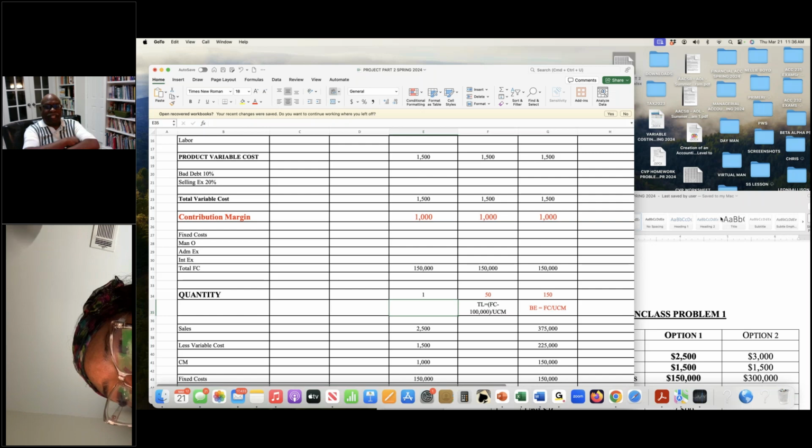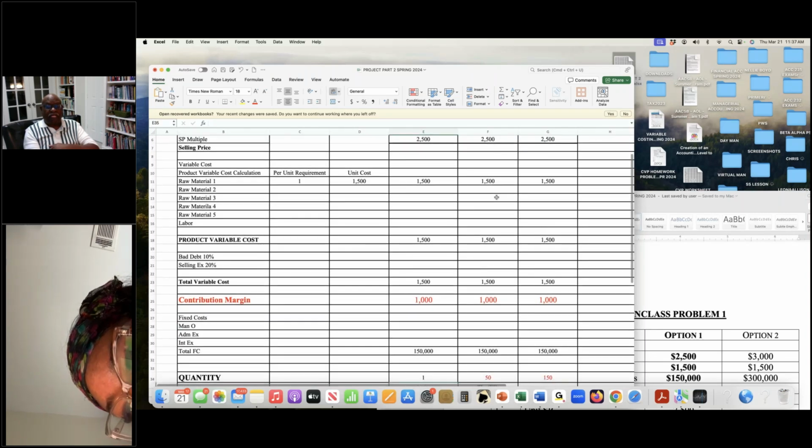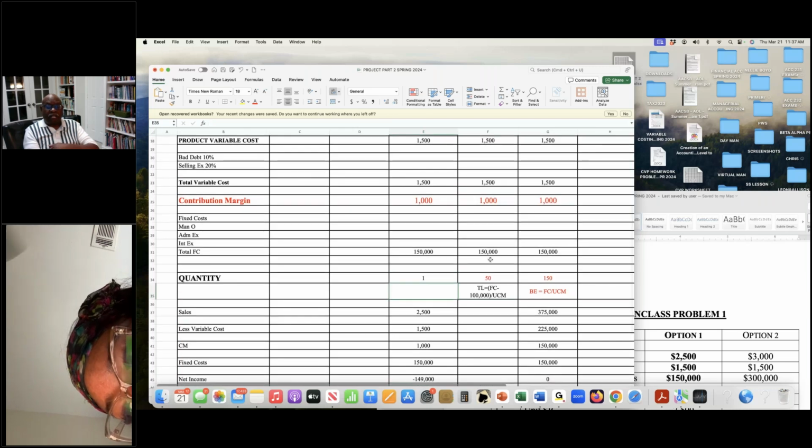All right, break down the numbers again, please, one more time. The 150,000 minus what? Okay, it's the fixed cost, 150,000, minus the target loss. We said the target loss was 100,000. So I'm simply reducing 150 by 100 and dividing by the UCM, this 1,000. Any questions?